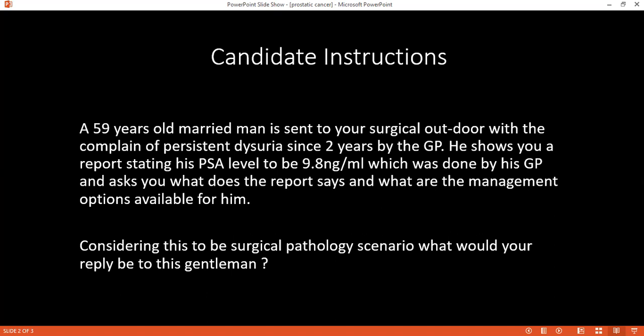Recurrence. How would you confirm your suspicion? We'll have to follow up the PSA values afterwards, and you can do an ultrasound to check if there is any recurrence. Okay, maybe a CT scan or a bone scan. Okay. Any blood test that you'll add?